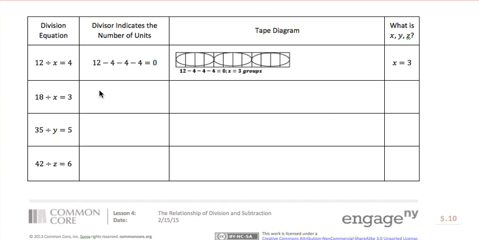In the second table, you'll notice that the numbers are the same. Our division equation is exactly the same, but the way we're going to represent it will be the opposite. So what we're doing is starting with our starting number, and then we're going to subtract the quotient, the ending number, until we get to 0, and our x, again, is going to represent the number of times that we subtract 4.